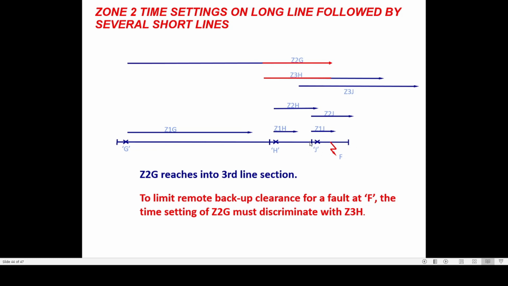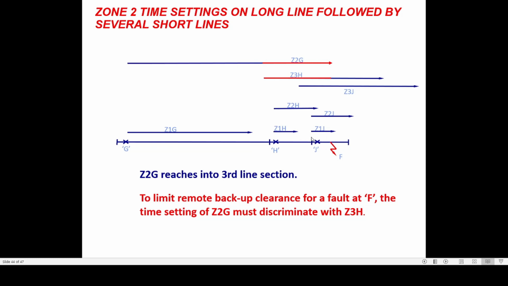And now suppose this line HJ is 30 kilometers, this line JK is also 30 kilometers. So your zone 3 at substation H will be 30 plus 30 into 1.2, that means 72 kilometers. Now this zone 3 at substation H and zone 2 of substation G will have some overlap region.